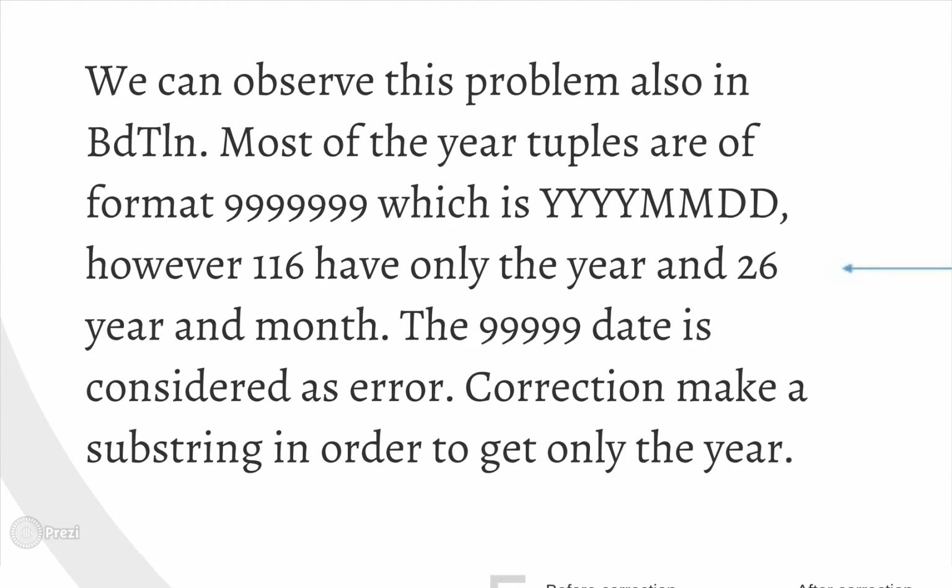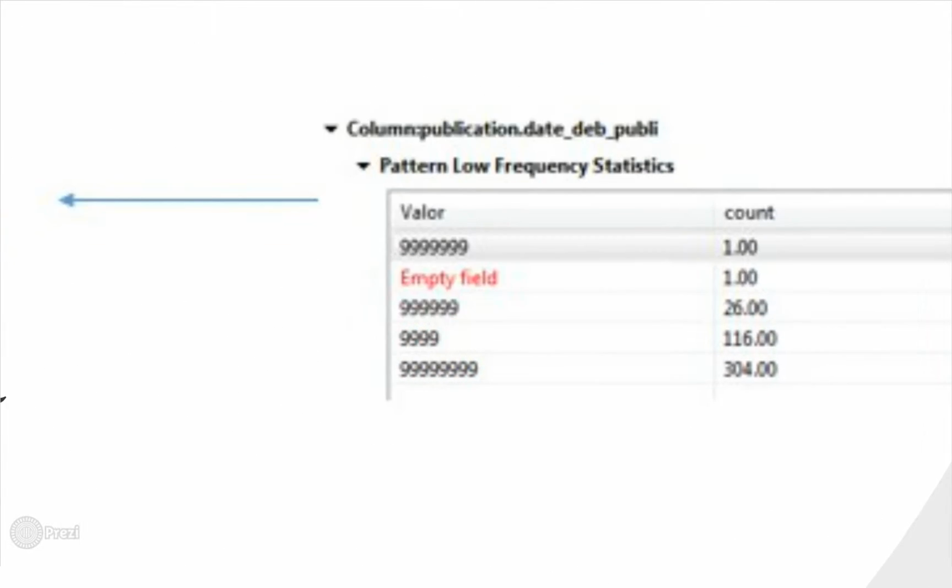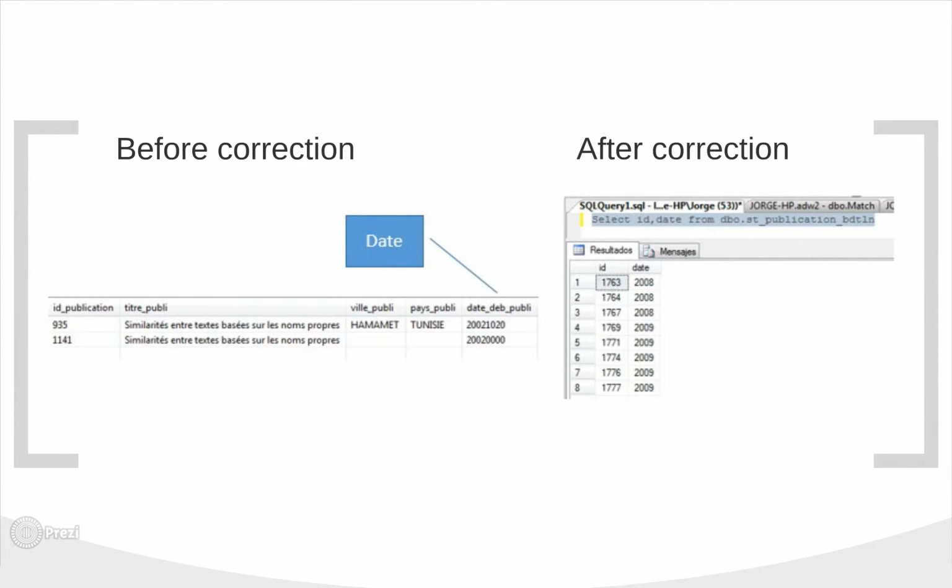And for the second part where we have year, month, and date, like it's in here, we just got the string. We just got the first 4 characters, and the problem was solved, as it can be seen in here, where we have all the dates and the date that we insert into a staging area.